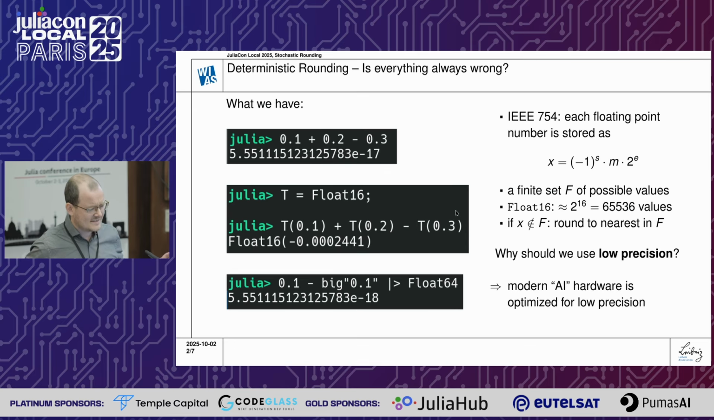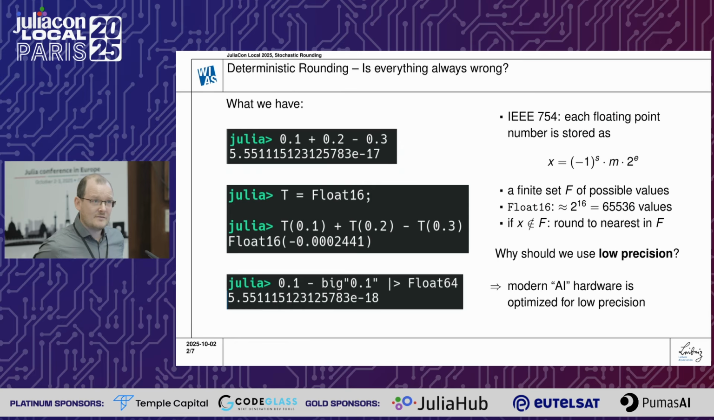Why is it the case? This is not cancellation, this is rounding. The problem is each floating point number is represented by IEEE in this format: a sign, an integer mantissa, or significand, and an exponent of 2 multiplied together. And this creates a finite set of possible values. And I can only store these values that are in this finite set. For instance, the set is very small. In Float16 half precision, this is just 65,000 values approximately.